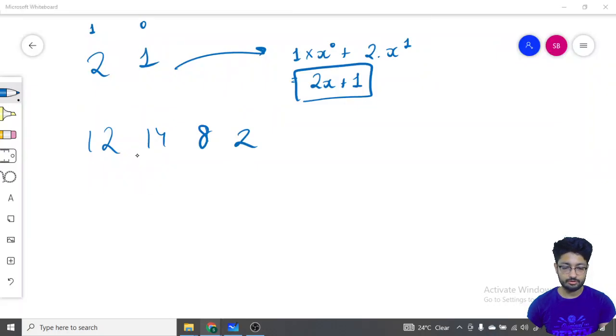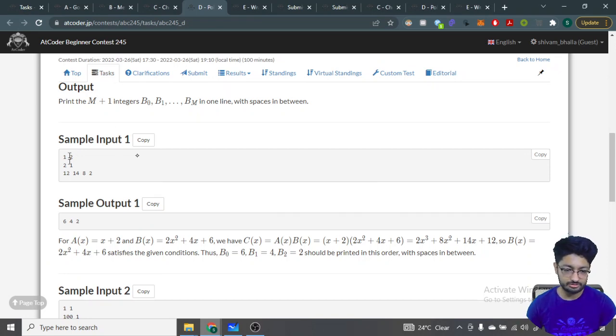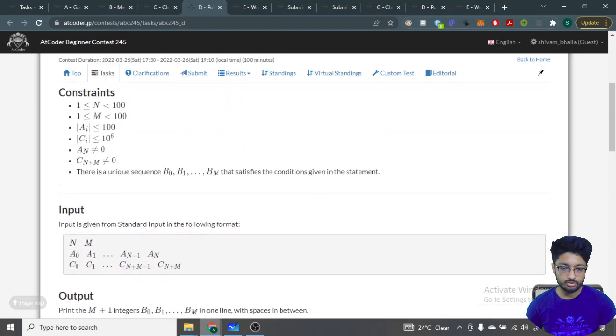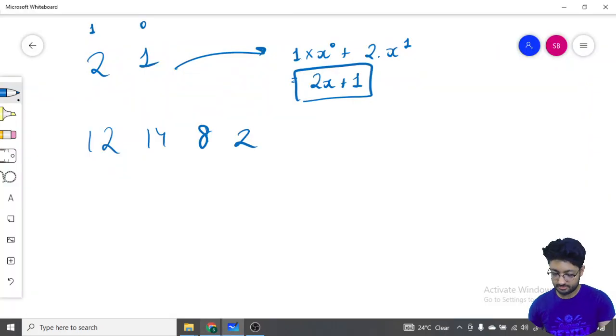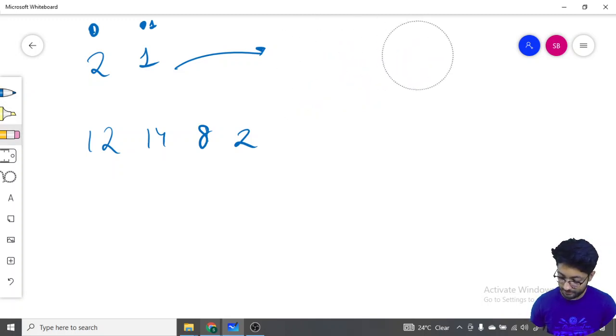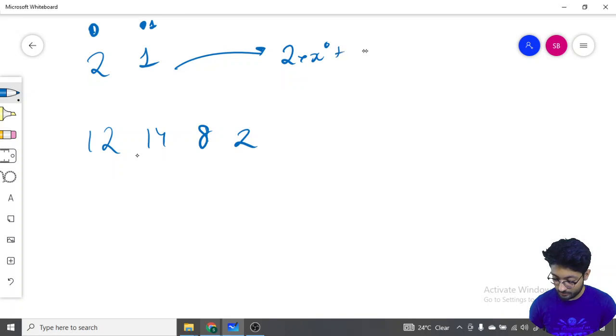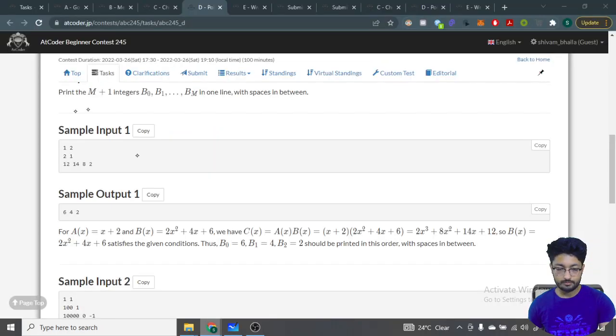Sorry, okay, I have read it wrong. This is the 0th element and this is the first element. So 0th element and first element. What you can actually do here is that this is 0, this is 1. So 2 into x power 0 plus 1 into x power 1, which is equal to x plus 2. That's the whole first thing.